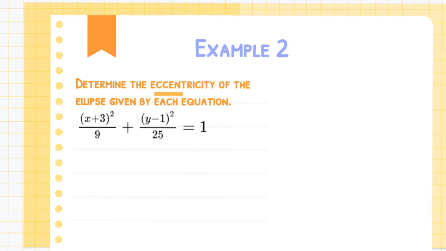Example 2. So here once again we're determining the eccentricity of the ellipse given the equation. So we start off with our formula E equals C over A.